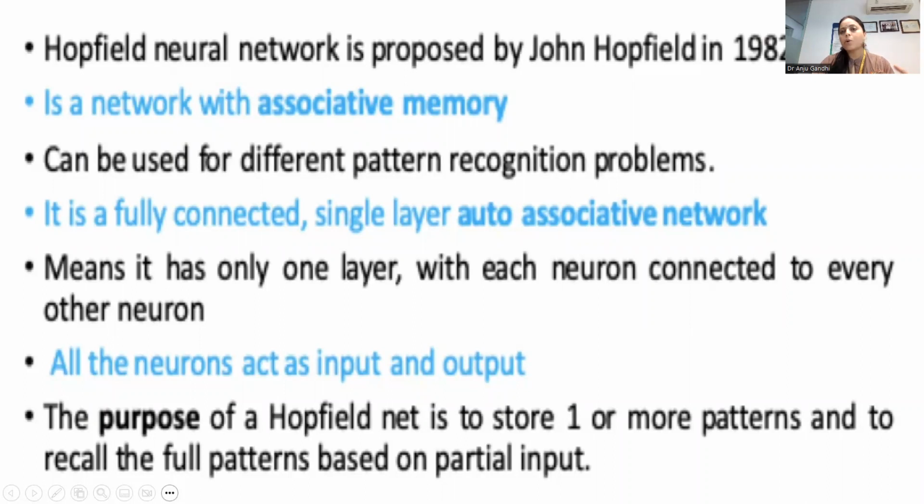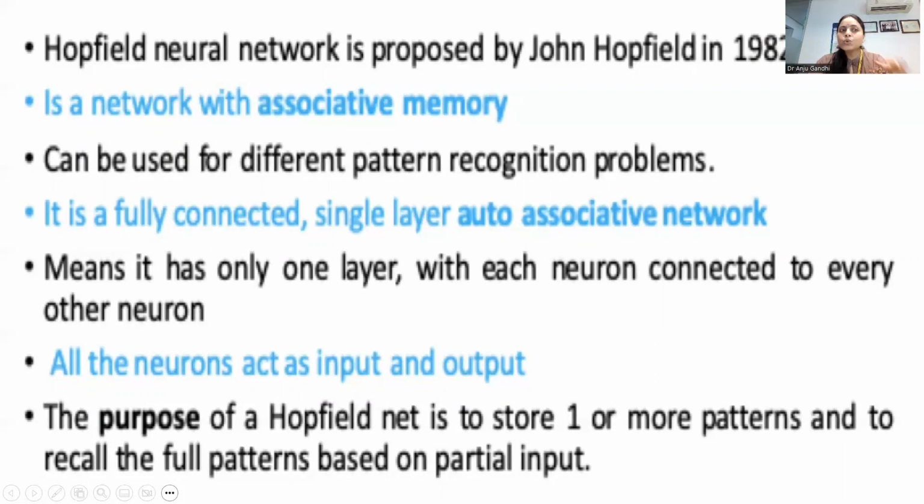We are talking about feedback networks, recurrent networks, and content addressable networks, in which we are discussing the Hopfield neural network, which was proposed by John Hopfield in 1982. It is a network with associative memory. What is associative memory? What is the role of associative memory? What are associative neural networks? We will discuss it in the coming sessions.